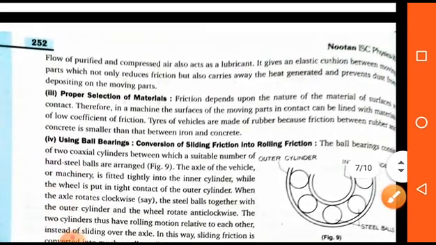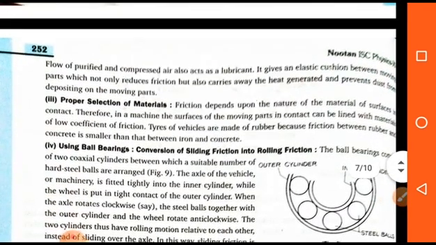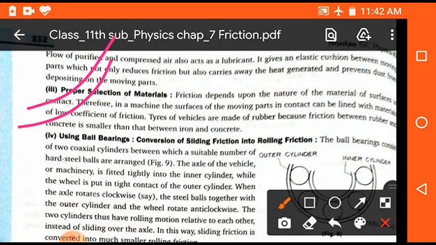Now, the next point is proper selection of materials. In this method, friction depends upon the nature of the material of the surfaces in contact. Therefore, in a machine, the surface of the moving part in contact can be lined with a material of low coefficient of friction. Tyres of vehicles are made of rubber because friction between rubber and concrete is smaller than that between iron and concrete. Clear? With the help of proper selection of materials, we can also reduce frictional force.